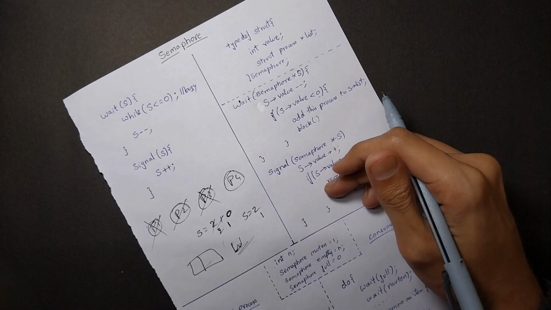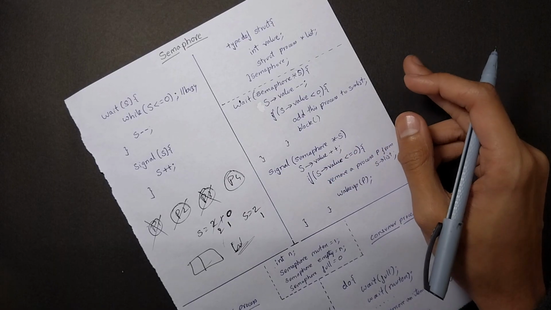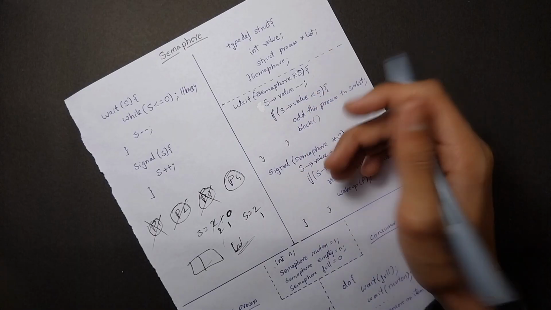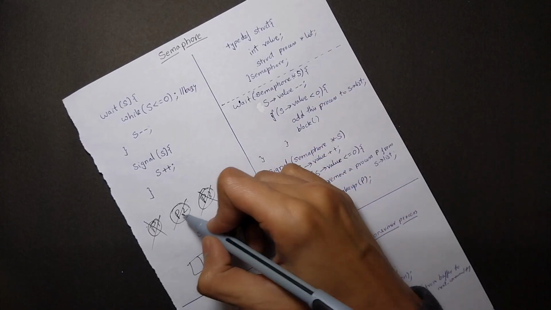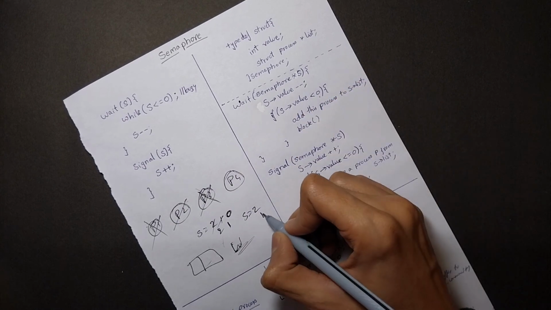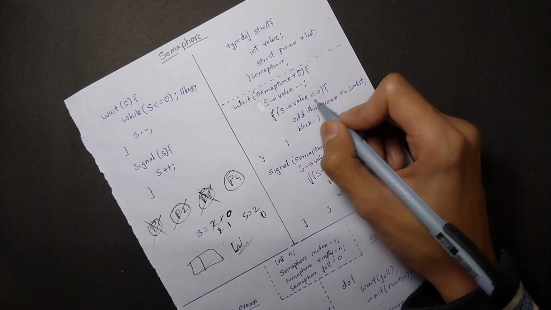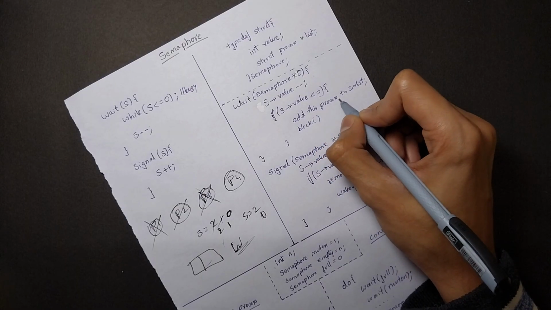The actual code is written in some other segment that I will discuss later, but I'm just telling you the concept. Whenever P3 requests the second time, the value will be decremented and become 0, and 0 less than 0 is false actually. So this will add to the process.